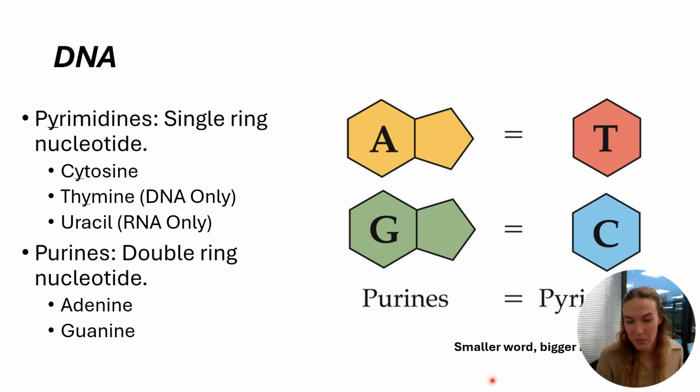But the way that I remember the structure themselves is I say smaller word, bigger base. So purine is a smaller word. These are bigger bases. A and G are bigger bases. And then you can say bigger word, small base, and you can use that for the other side as well. That's how I would do it. It's up to you. Ultimately, it's not that much to memorize, but it can be a little tricky. Let's keep going.